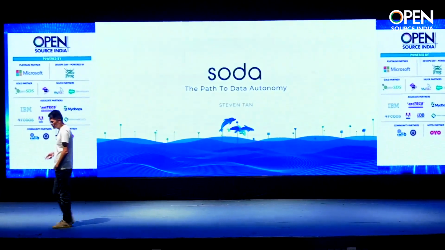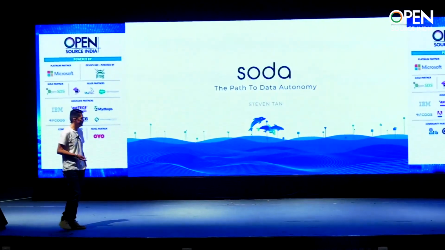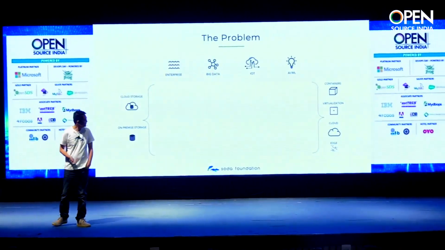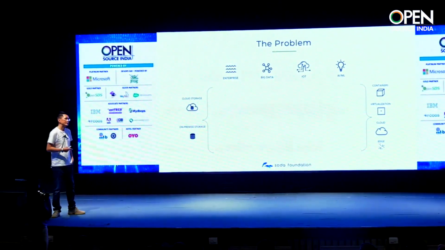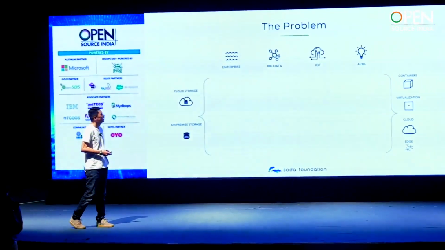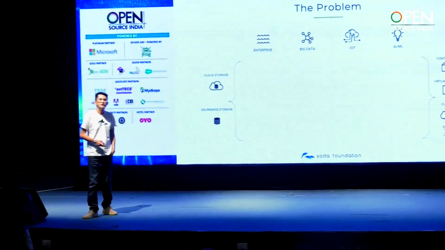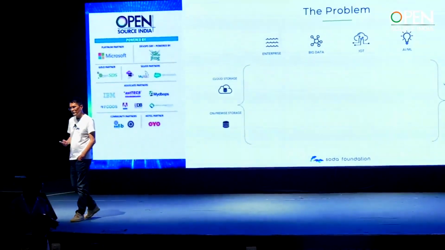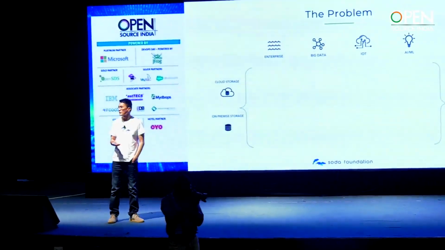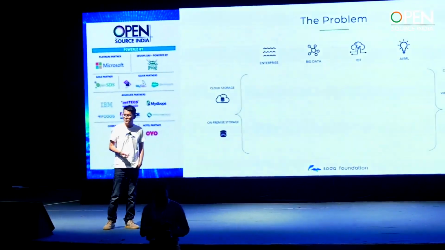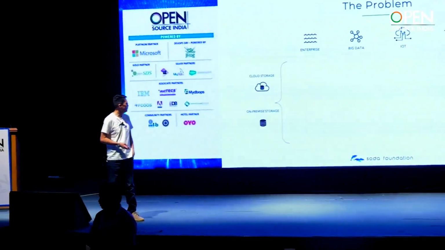So the topic that I'm going to cover today is how we are going to get onto this path to data autonomy. This is a common picture that everybody has in their data center or workplace. You have your enterprise applications, you have big data, IoT, machine learning, AI kind of applications. And these applications could be running on containers or on some VMs in the cloud or on the edge. And then your data sits on the left-hand side. It can be on your on-premise storage or on cloud storage.